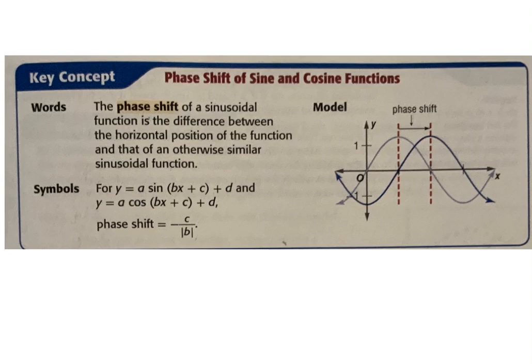How you calculate the phase shift. You're going to take this C value. So you see it's A sine of BX plus C plus D, and the phase shift is negative C over the absolute value of B. And that tells you where to start. For a standard sine graph, it's going to be 0 over 1, so that's why you start at 0. But if you have something else there, you're going to move it to the left and to the right.